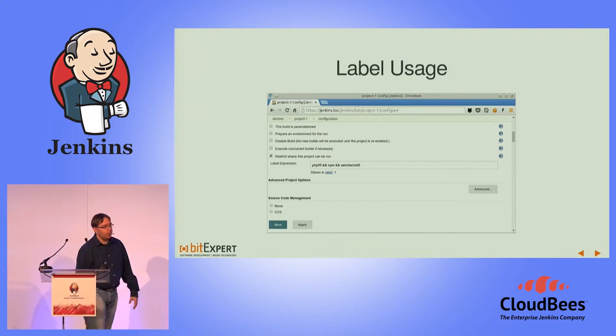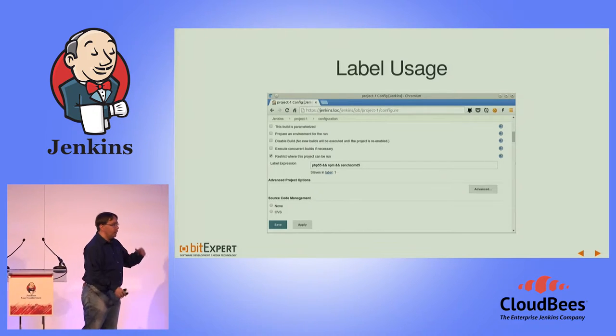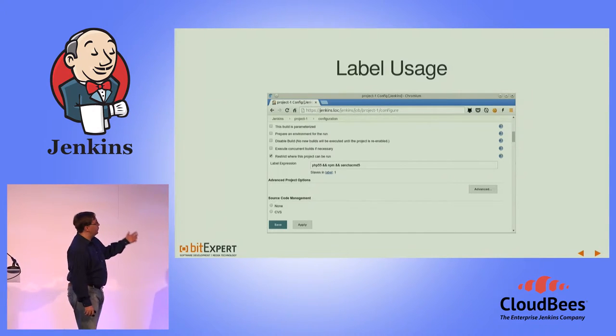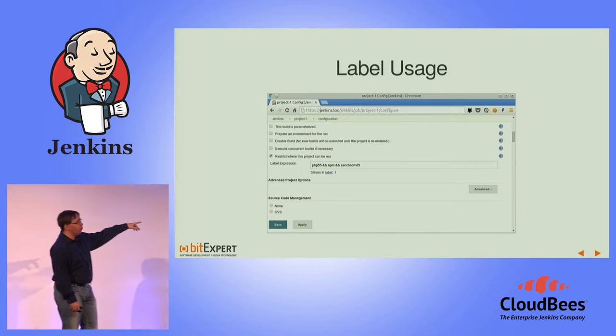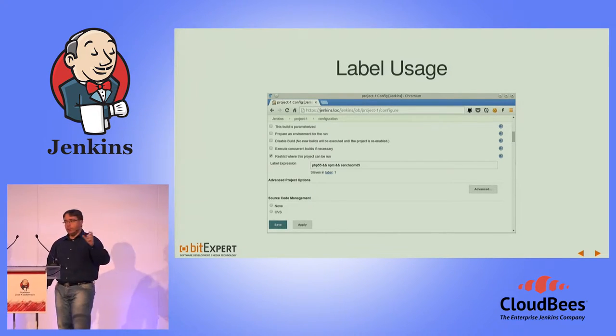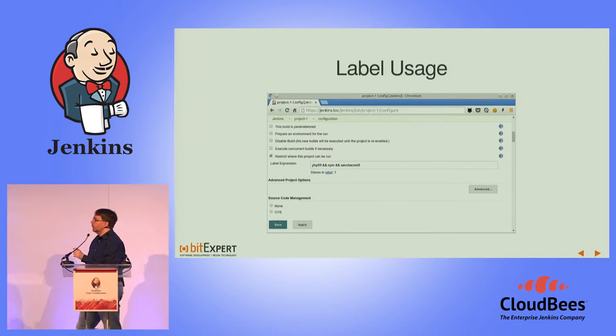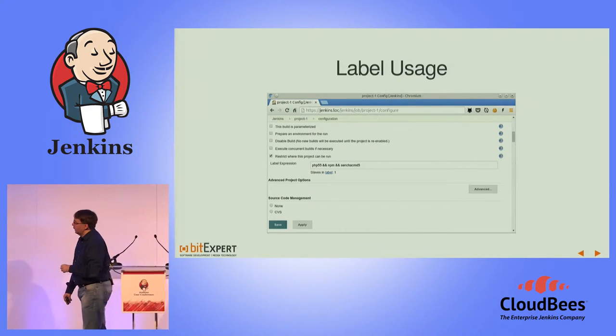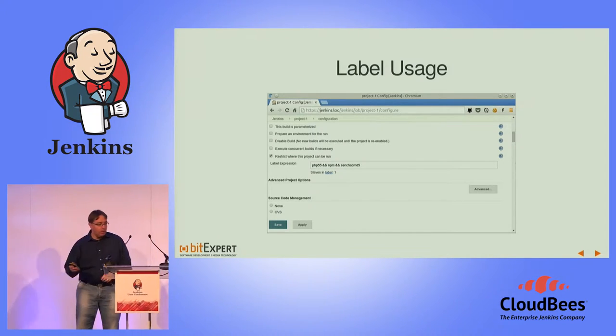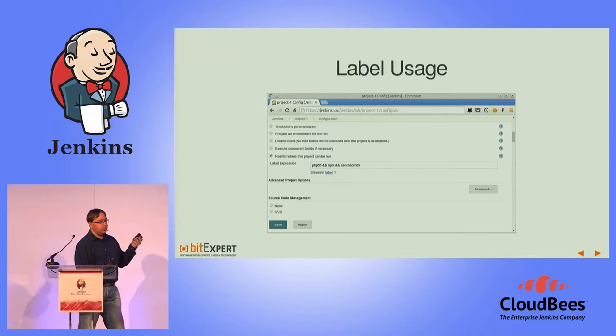And Jenkins will go out and figure out which of the build nodes provides all these features. And as you can see, below the input field, it says slaves in label: 1. So it shows me exactly how many slaves are relevant to this special configuration. So that's really cool. Saved me a lot of time and pain.